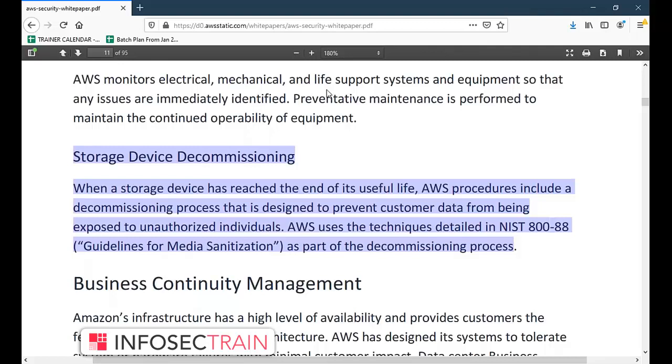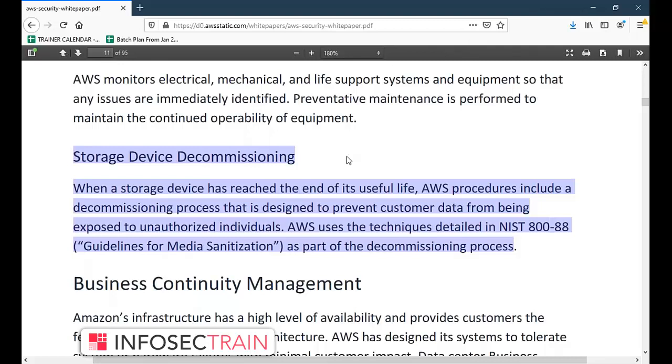So what they will do with the older things, they will physically shred it. They will physically crush it into small pieces and completely remove it. That's what you call media sanitization. They have a lot of standards for that as well.